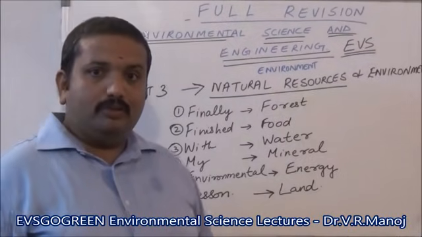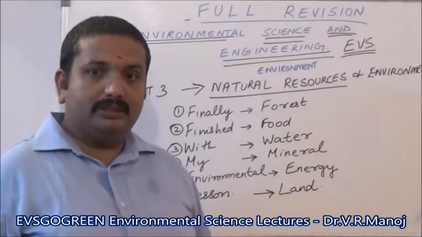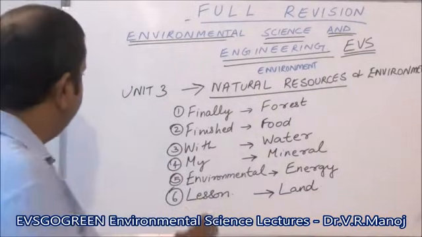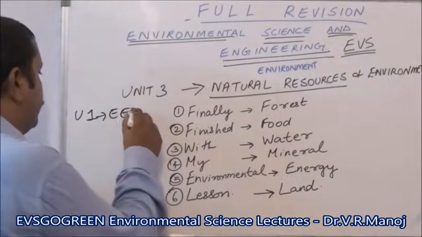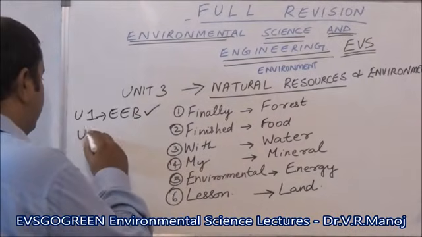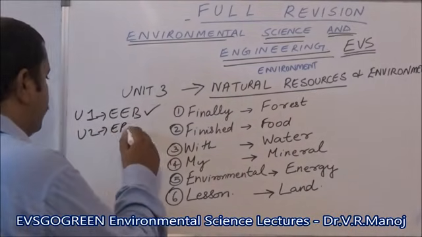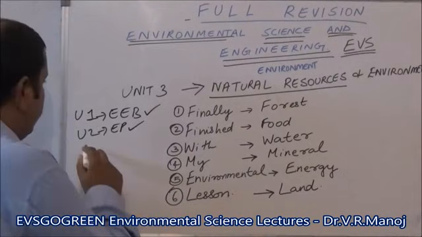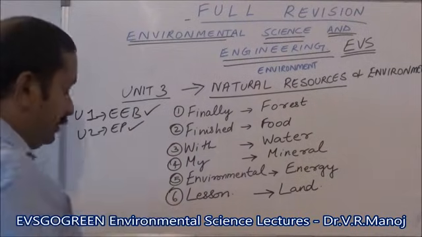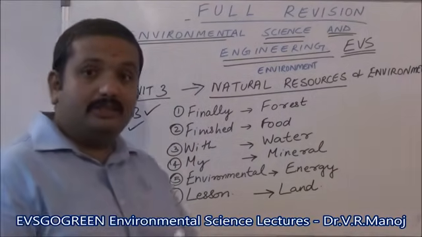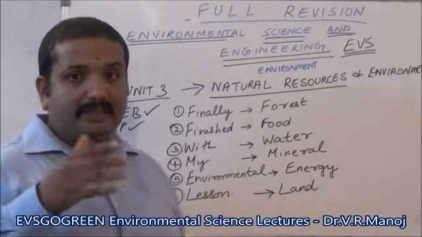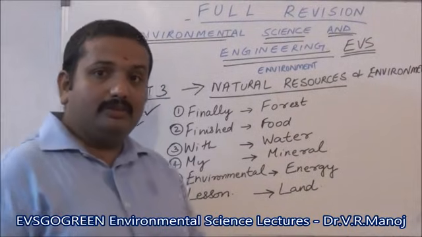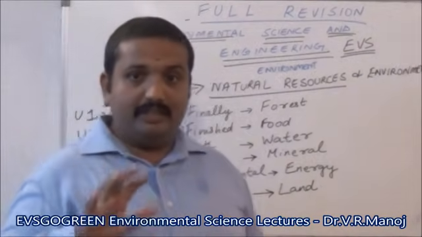Right, now we are going to move into the third unit, which is natural resources and the environment. So far we have revised unit 1, which is environment, ecosystem, biodiversity, that is out of our way. Unit 2, environmental pollution, that is also out of our way. Now we are going to unit 3, which is natural resources and environment. Now I will give you the basic structure of this unit. For a detailed lecture, you are always welcome to look into my detailed lecture in this particular YouTube channel.